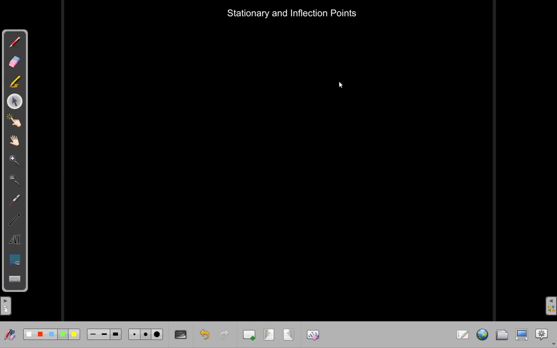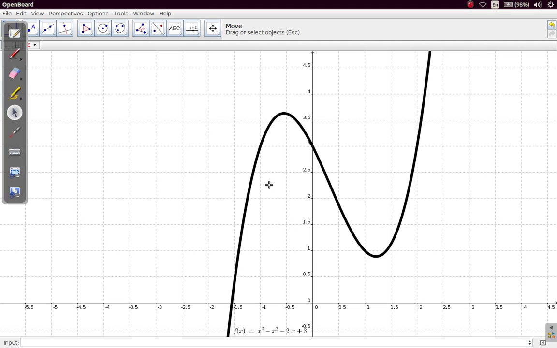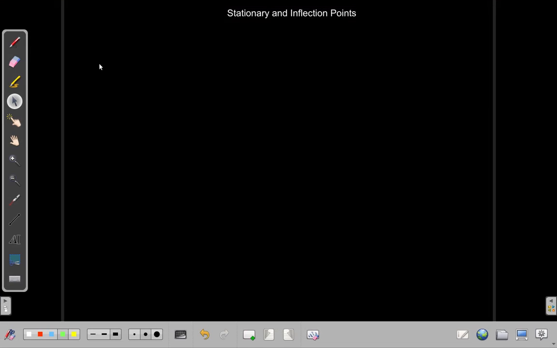Let's talk a bit about the stationary points and the points of inflection. Now I have the graph of x cubed minus x squared minus 2x plus 3 here. So that's x cubed minus x squared minus 2x plus 3 as f of x.